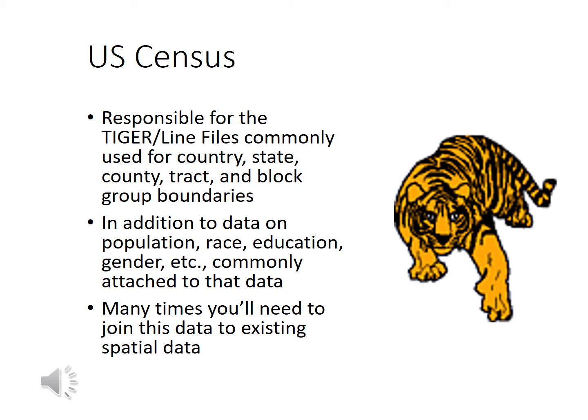This is the agency that's charged with keeping track of population in the United States, and that applies at a lot of different scales. So country level, state, county, tract, and block group boundaries all come within the purview of the U.S. Census. And they're collecting data not just on population, but race, education, gender, all kinds of different variables. So if you want data about people, the U.S. Census is really your best bet.